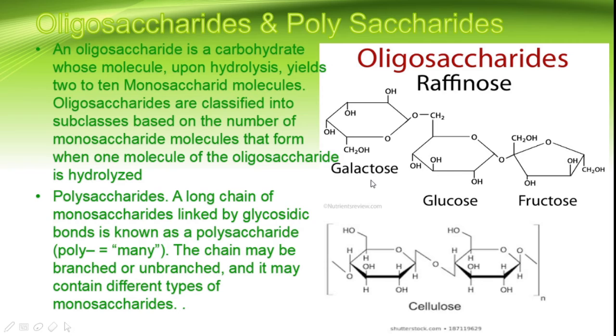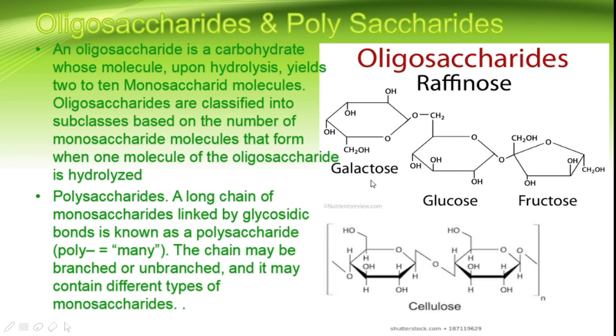The oligosaccharides and the polysaccharides are the last topic. An oligosaccharide is a carbohydrate whose molecules upon hydrolysis yield 2 to 10 monosaccharide molecules. Hydro means water, lysis means splitting. Oligosaccharides are classified into subclasses based on the number of monosaccharide molecules formed when one molecule of the oligosaccharide is hydrolyzed. A polysaccharide is a long chain of monosaccharides linked by glycosidic bonds. Poly means many. The chain may be branched or unbranched and may contain different types of monosaccharides.